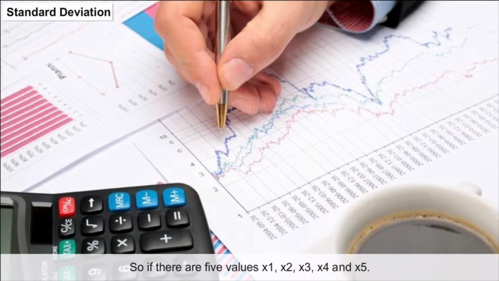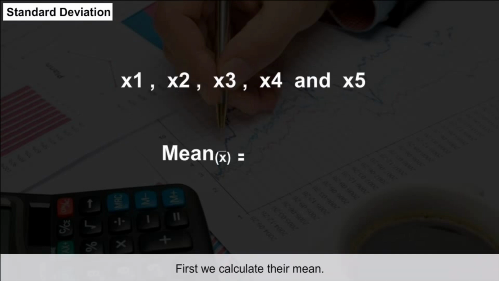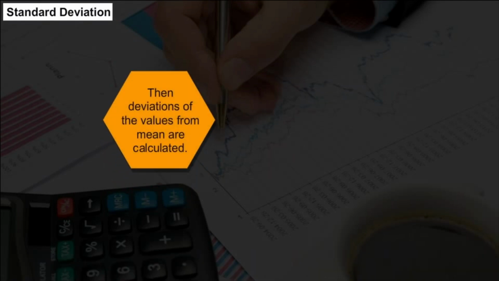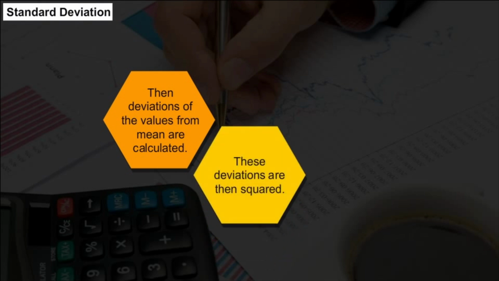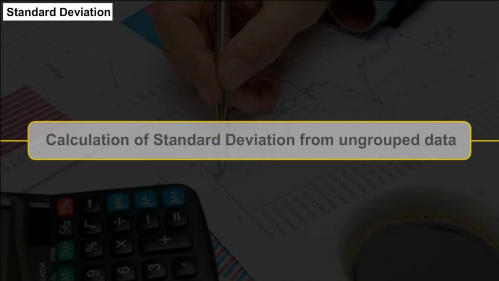So, if there are 5 values x1, x2, x3, x4 and x5, first we calculate their mean. Then deviations of the values from mean are calculated. These deviations are then squared. Positive square root of the variance is standard deviation.